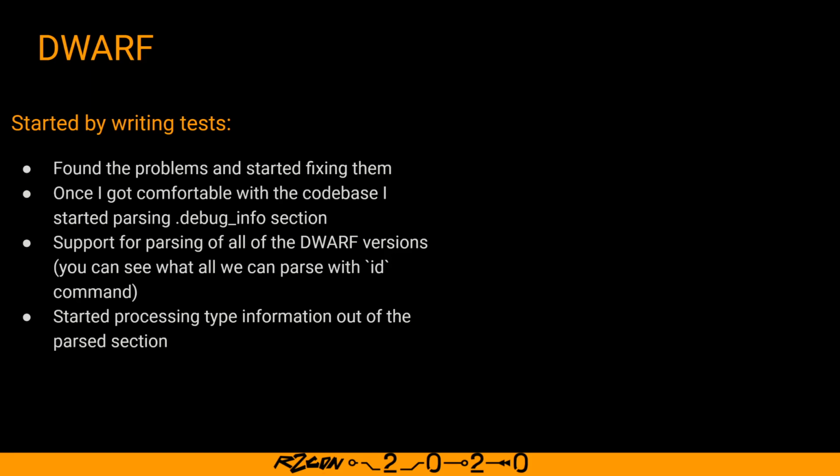They helped me out a lot to find the problems in the current implementation and getting familiar and comfortable with the code base and also the DWARF format. Once I started fixing the bugs and knowing the code, I started extending the parsing necessary for the types. So I've added parsing of the debug info section and support for the different DWARF versions. Once I got that, I started to actually process the type information.